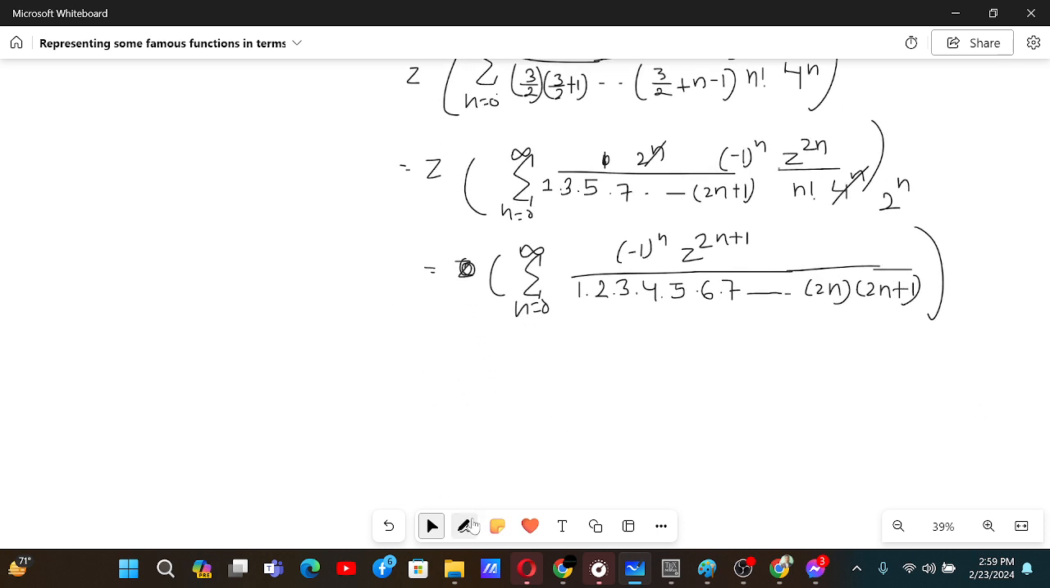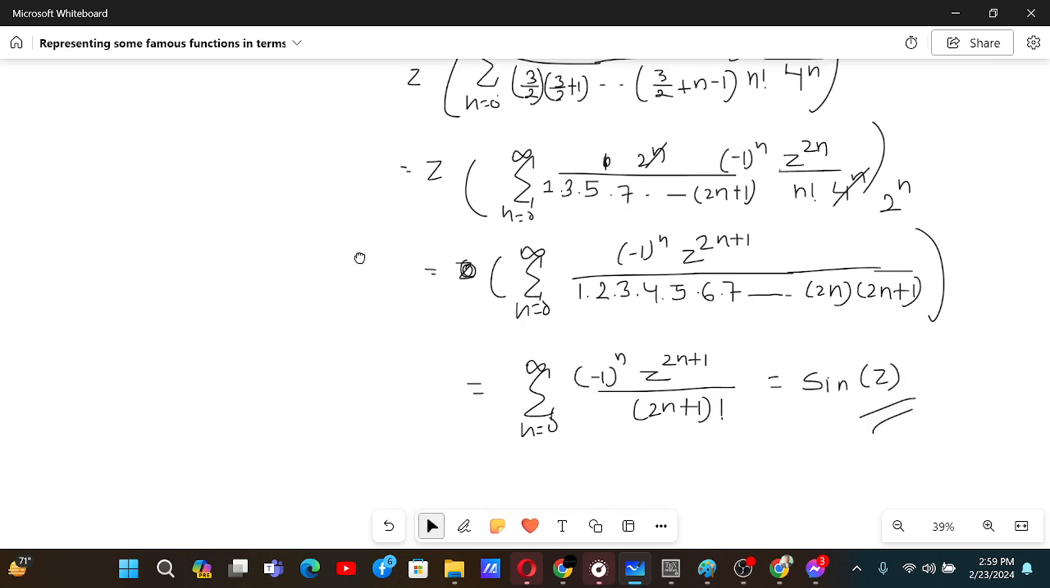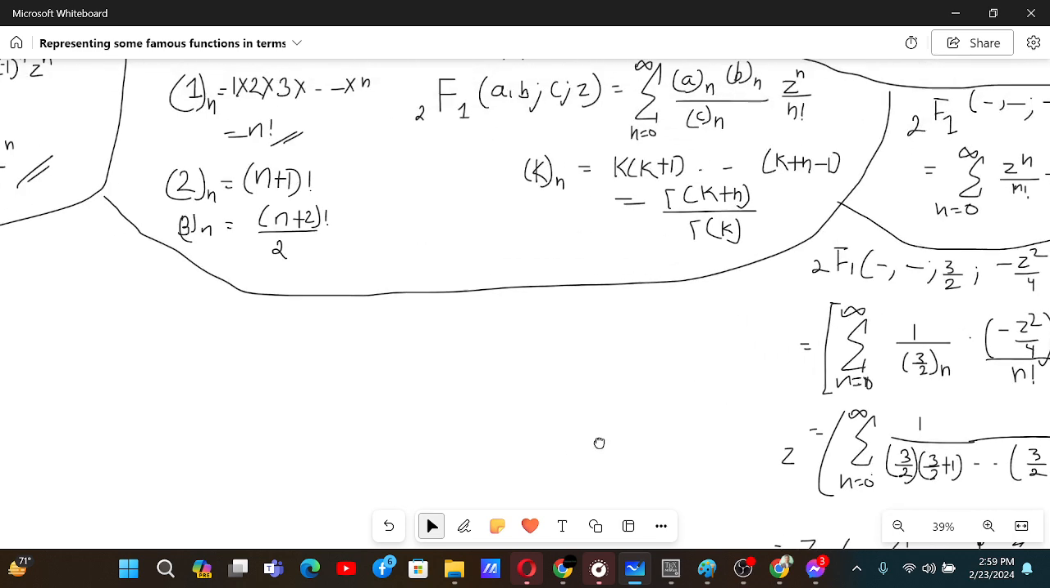Yeah. So now what do we have? Sum from n equals 0 to infinity, minus 1 to the power n, g to the power 2n plus 1 by 2n plus 1 factorial. And yeah, we all know what this is. This is just the function sine g. Okay, so now we have done it for sines as well.